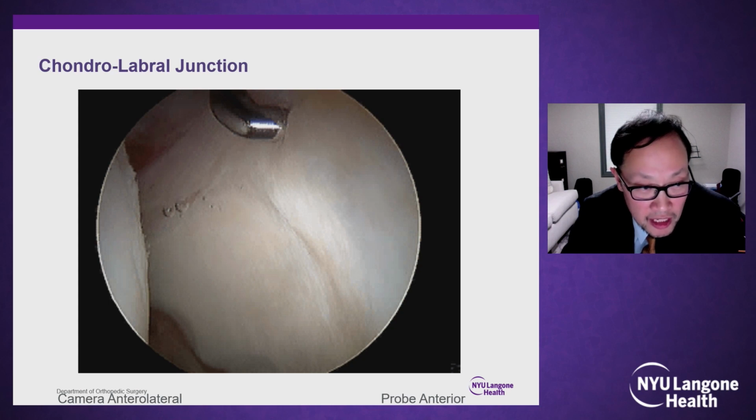We look at the chondrolabral junction. The hip's very different than the shoulder. Shoulder, you see a labral tear that's complete detachment. Damage in the hip is not just separation of the labrum, but it's sometimes just injury to the junction of the articular cartilage and the labrum. So we look for terms like chondral fissuring, chondral delamination, and oftentimes they're somewhat synonymous with labral tearing.